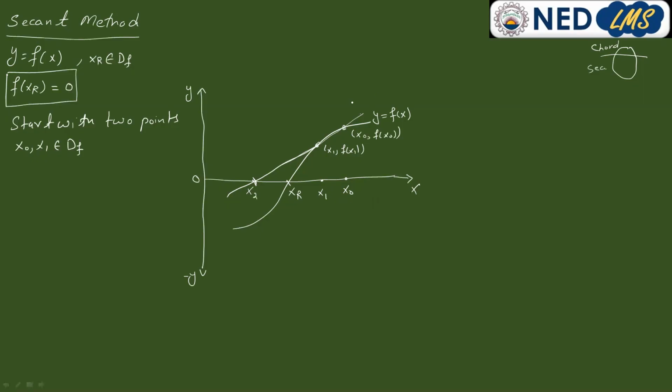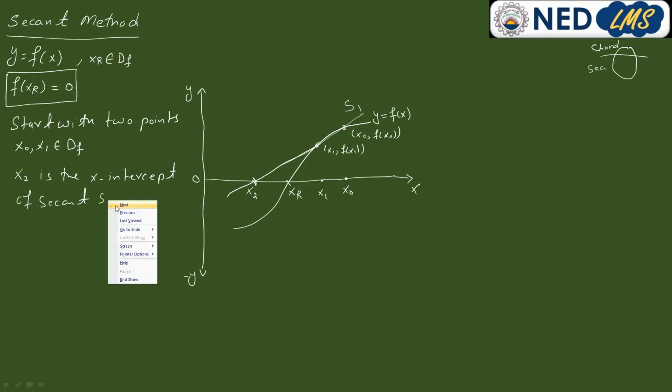Okay, and what is x2? If this is the secant, let's call it secant 1. So this is the secant, then x2 is the x-intercept of secant 1, s1. So this is the one condition. Now we have this situation, and in this situation we have a secant s1 defined there.